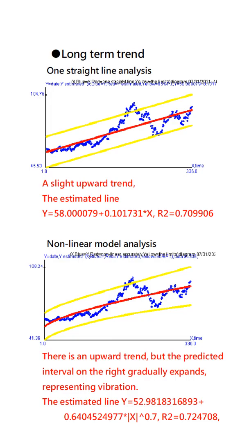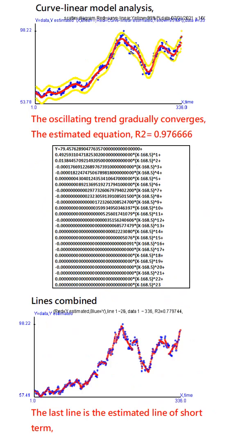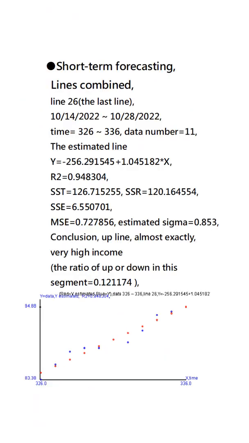Nonlinear line model analysis. The result is an upward trend, but the predicted interval on the right gradually expands, representing vibration. Curve linear model analysis. The result is the oscillating trend gradually converges, lines combined, in which the last line is the upward situation. Line 26 is the last line.